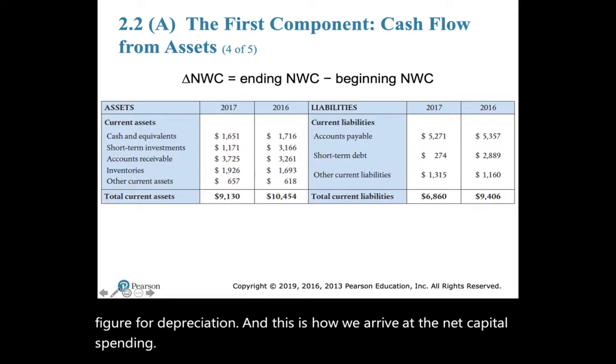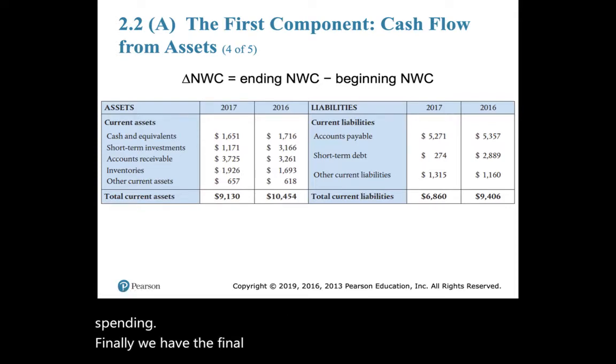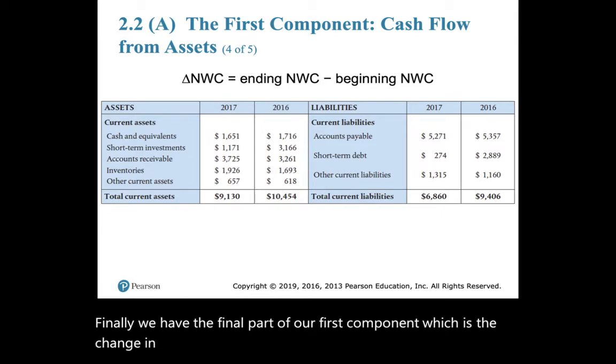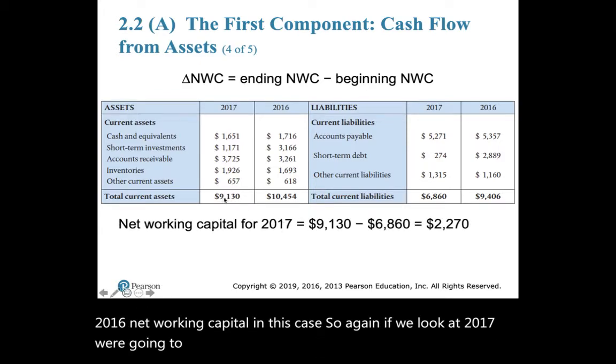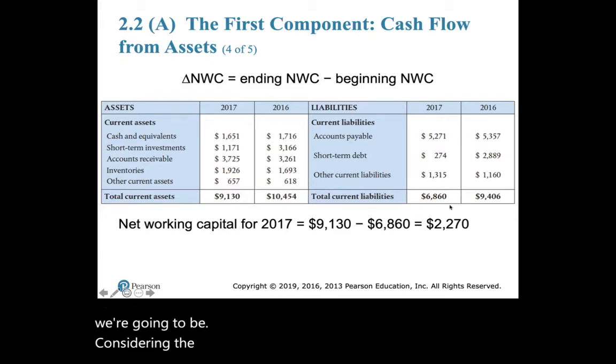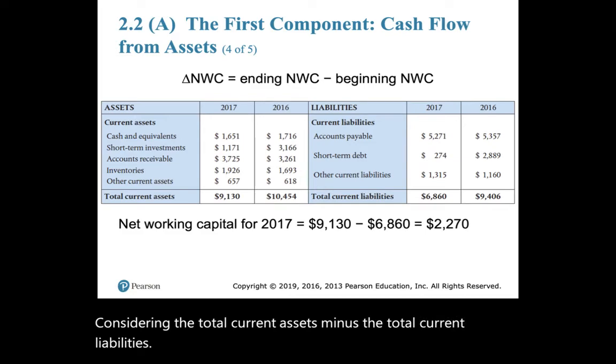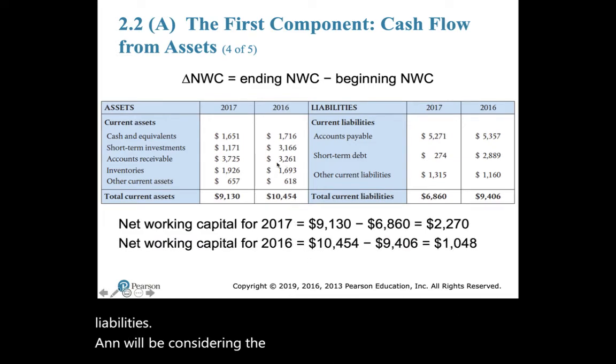Finally, we have the final part of our first component, which is the change in net working capital. And we're going to look at 2017 minus 2016 net working capital in this case. So again, if we look at 2017, we're going to be considering the total current assets minus the total current liabilities. And we'll be considering the same for 2016 numbers.